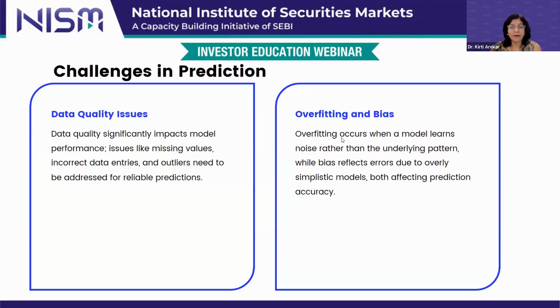Then overfitting and biases will always be there, because overfitting occurs when a model learns noise rather than underlying patterns. Sometimes the model prediction accuracy is 98 or 99%, but in practical life it's very difficult to get that. If we are getting such validation, maybe the model is overfitting, so we cannot rely on that. We need to remove the biases from our data set. That is the most important thing.